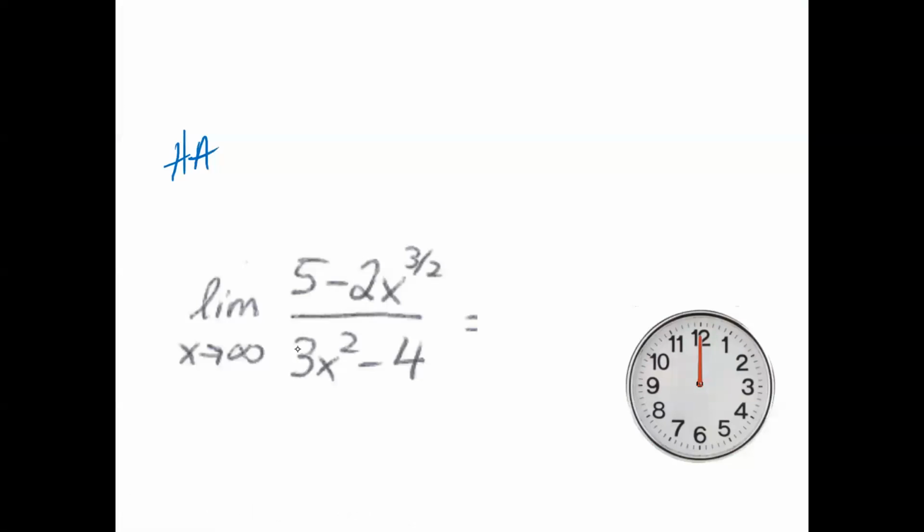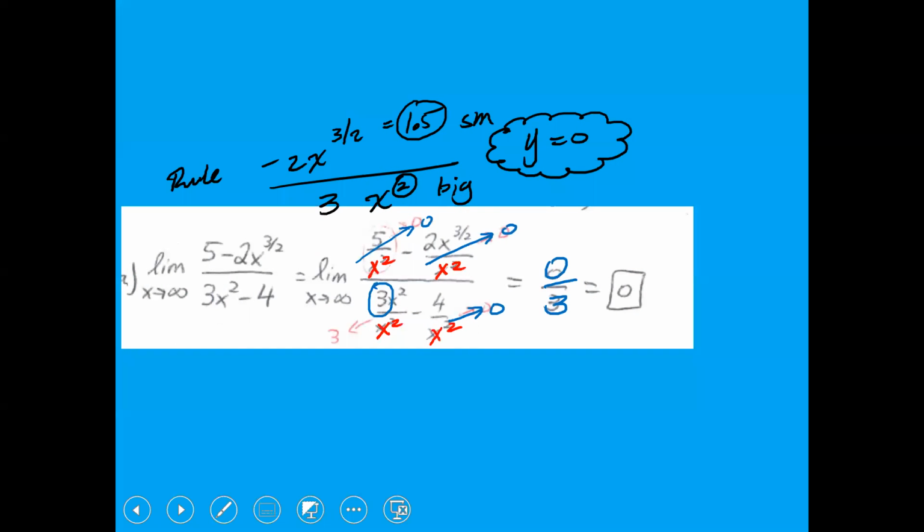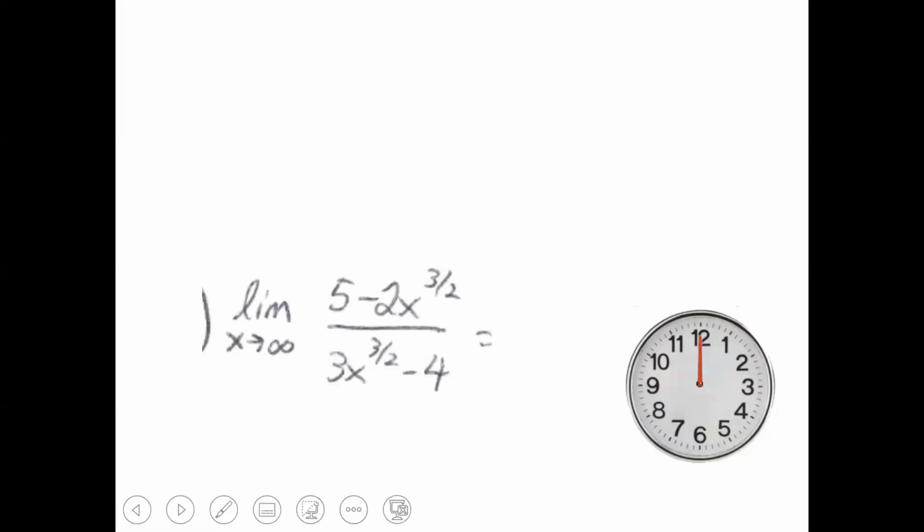Similarly, with this example over here, if you're looking at the biggest exponent, you have negative 2x to the 3 over 2 power. Here you have 3x squared. So you're like, which one actually has a bigger power? Well, 3 divided by 2 is a 1.5, so you do have a bigger power in the denominator. So the denominator has a greater power, your horizontal asymptote will be 0. Here, you have exactly the same power, 3 over 2, 3 over 2, so you look at the leading coefficient, so therefore your horizontal asymptote is negative 2 over 3.